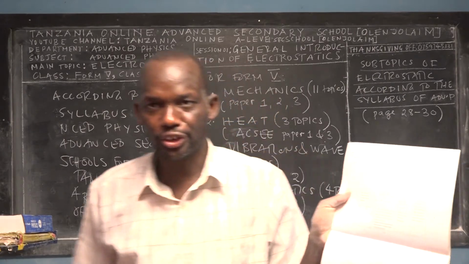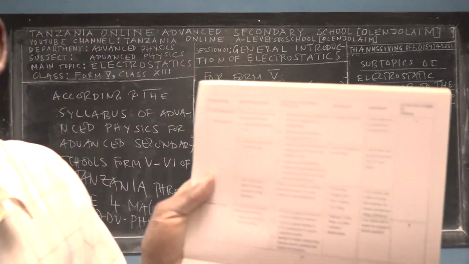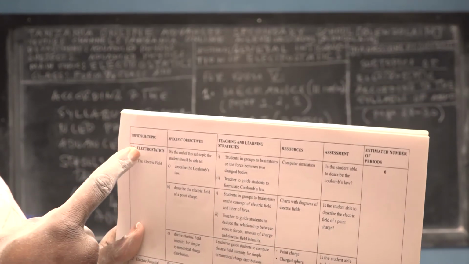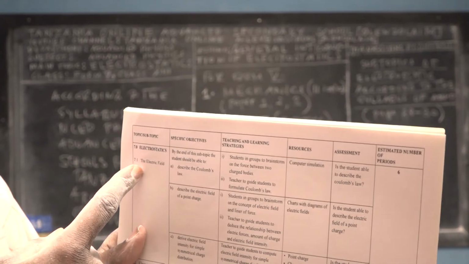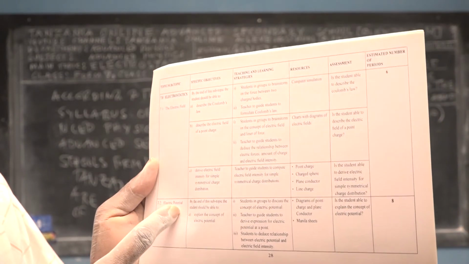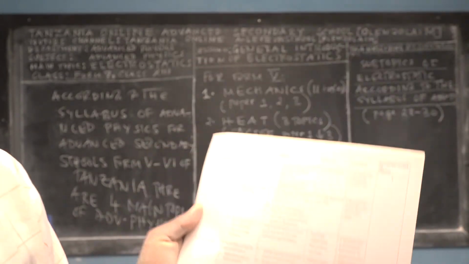So let me bring this one near to the camera so you can see. So you see, this is 7.0 Electrostatics. The first subtopic is called the electric field. The second subtopic is called electric potential and capacitance.